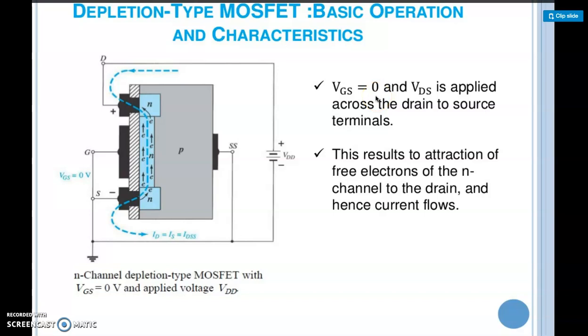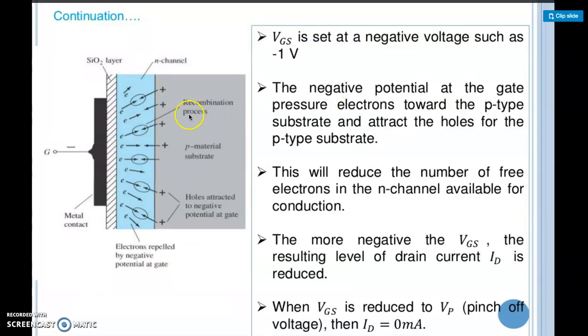Now let us see the second case, VGS less than 0, meaning negative VGS voltages. If a negative voltage is applied to the gate, then more electrons are pushed towards the substrate. As electrons move towards the substrate, the holes in the substrate region are attracted by the electrons.